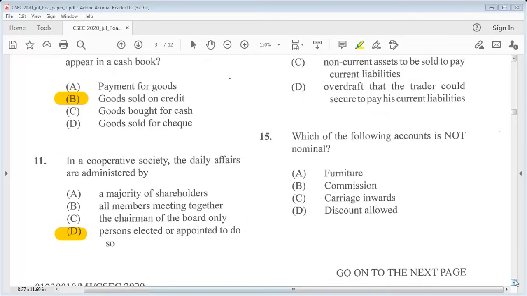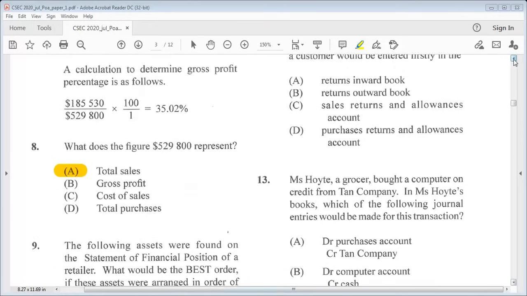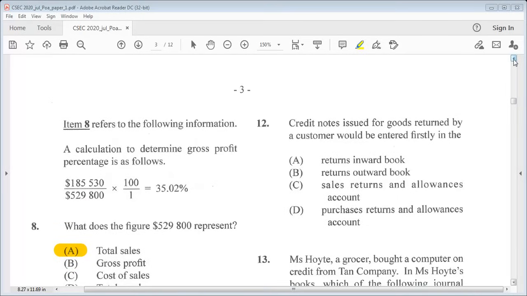Let's go on to number 12. That's another question that has been repeated. 12 says, credit notes issued for goods returned by a customer would be entered firstly in the A, returns inward book, B, returns outward book, C, sales returns and allowances account, D, purchases returns and allowances account. We know that would be B, I'm sorry, A would be our answer. Returns inward book. So our answer would be A for this.